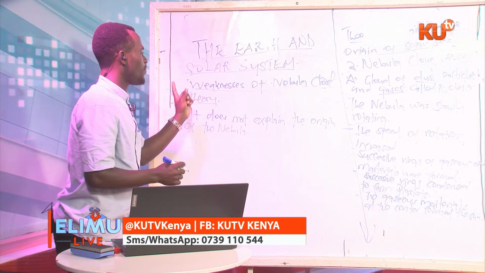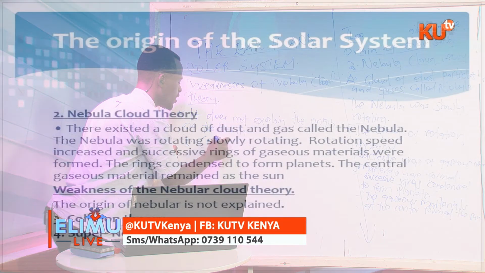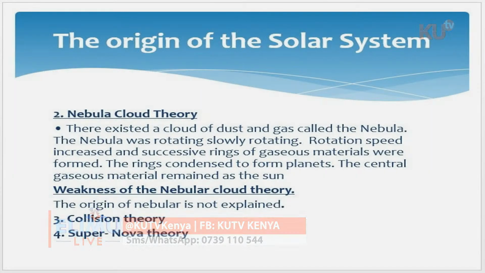So we've talked of the passing star theory and the nebula cloud theory. Number 3 is the collision theory. And number 4 is the supernova theory. So class, those are the 4 theories that try to explain the origin of the solar system.